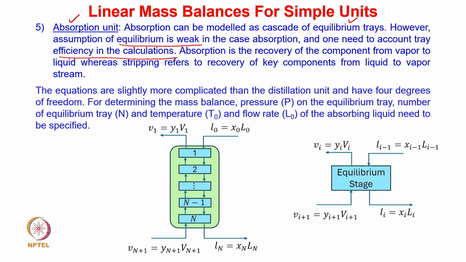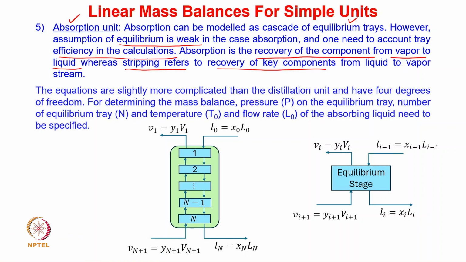So absorption is the recovery of a key component from the vapor to liquid, and the reverse of that is called stripping, where there is recovery of the key component from liquid to vapor. Okay, so both absorption as well as stripping we are going to look at. Now unlike the flash unit where only 2 degrees of freedom were there, then we have looked at distillation column where we had 3 degrees of freedom. In absorption unit we have 4 degrees of freedom. So that means 4 variables we have to specify in order to solve the material balance. So equations are slightly more complicated than distillation unit.